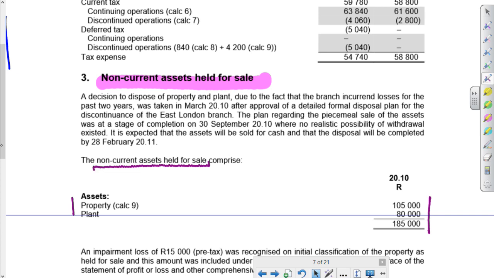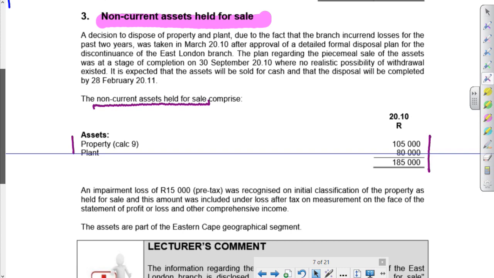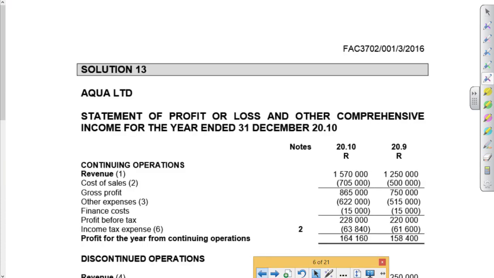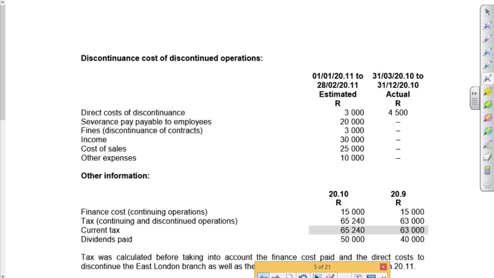And then I talk about the fact that there was an impairment loss of 15 pre-tax that was recognized on initial classification and is included in the loss on remeasurement in the P&L. So in our discontinued operations P&L, there's going to be that loss on remeasurement. Okay, so that's to do with the assets, which is the stuff we did last week.